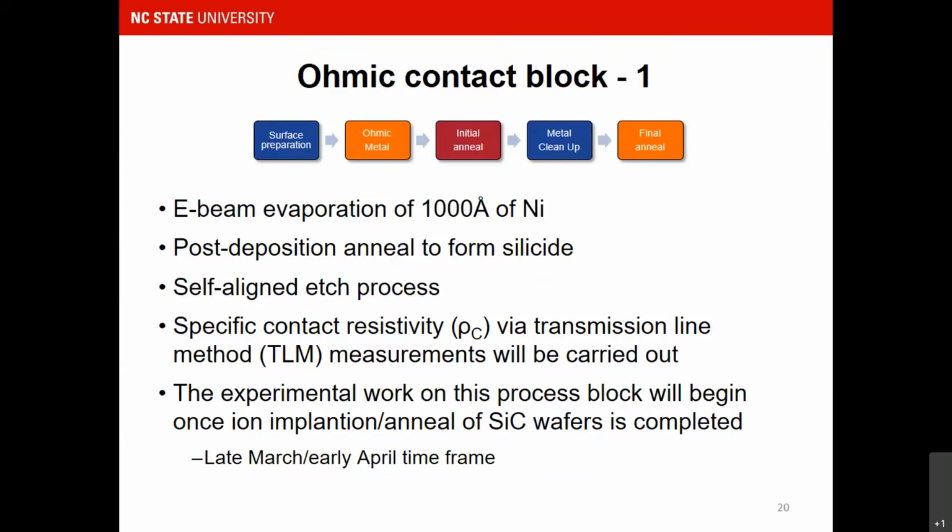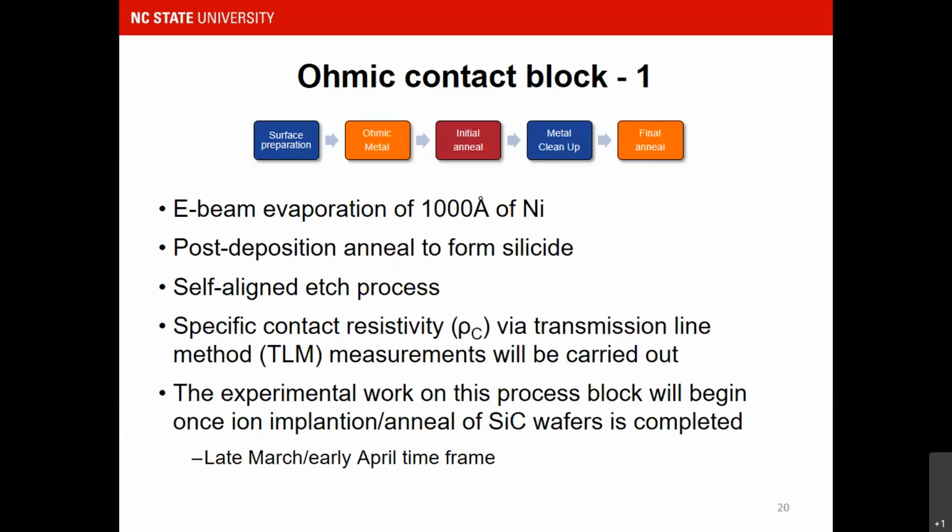And then you just go ahead and do a nickel etch. The nickel silicide will not etch away, and the nickel will. So there's no photolithography required there. It's just a self-aligning process. The main data we're going to be looking for with this is the specific contact resistivity, so we'll be using the TLM method for that. If you remember the mask I showed earlier, we have some TLM patterns on there in order to get the data that we'll need.